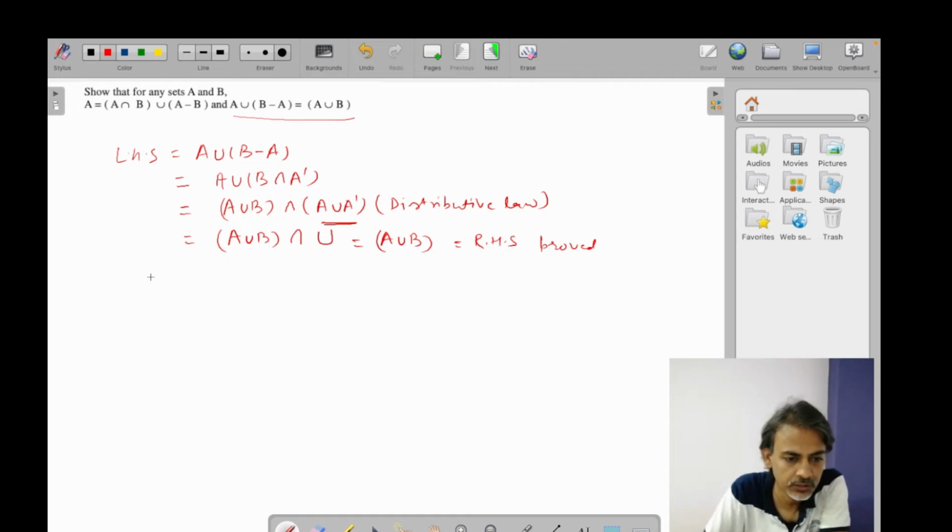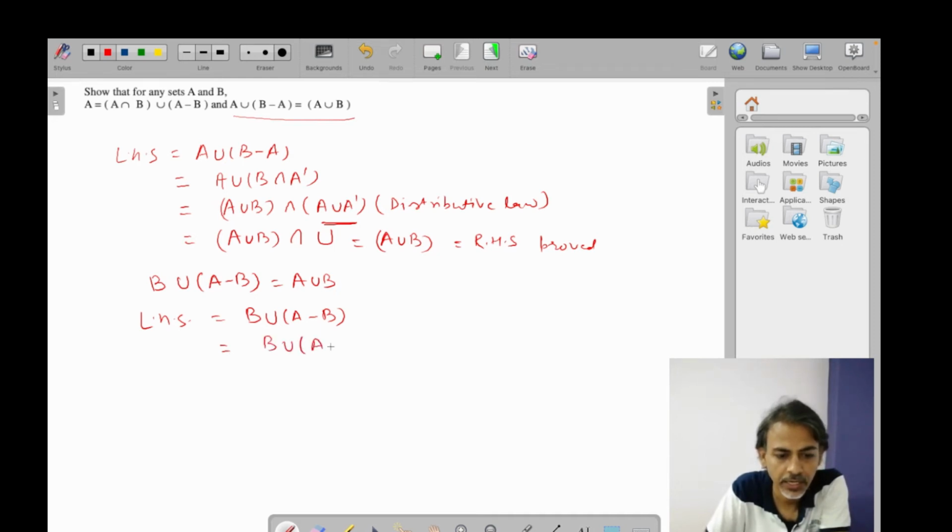Let's do another thing, which is a similar way. Can we prove as well that B union A minus B is also A union B? Let's see. So let's take another LHS over here, which is nothing but B union A minus B, and we write that again B union A intersection B dash. Now mark it over here, it's B dash, over here it was A dash, because whatever is in minus A would come over here, right? So now you can see this can be written as B union A, and again an intersection B union B dash, again using distributive law over here.